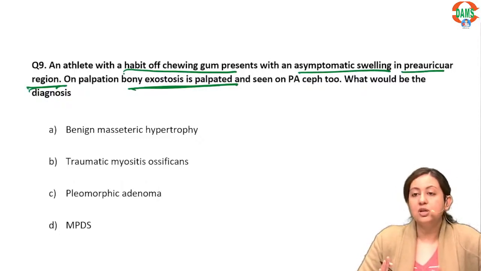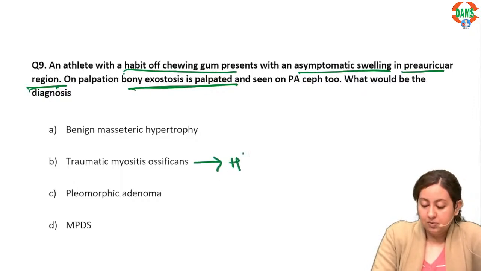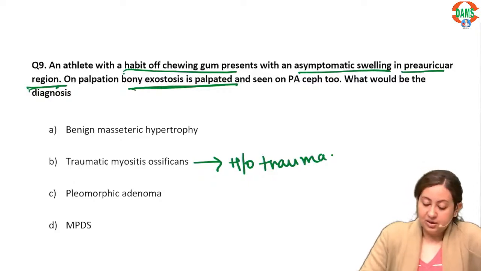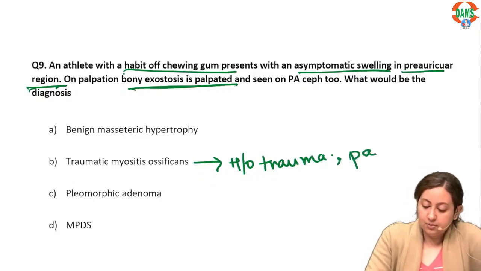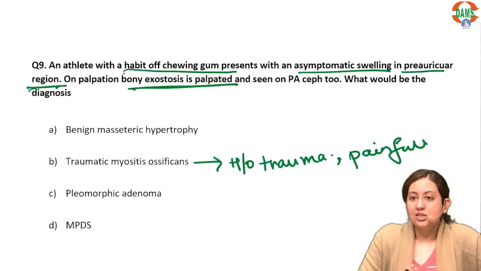Coming to option B, traumatic myositis ossificans. What will you have? You will have a history of trauma, and traumatic myositis ossificans is a painful condition. But your question mentions asymptomatic, hence this option has been ruled out.